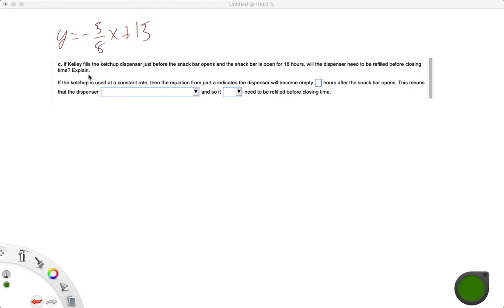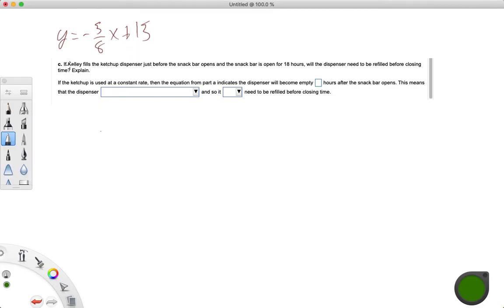Skipped part B because I wasn't too interested in that. It basically just asked how is it that we could find the y-intercept, and that's what we did. If Kelly fills the ketchup dispenser just before the snack bar opens and the snack bar is open for 18 hours, will the dispenser need to be refilled before closing time? And explain.